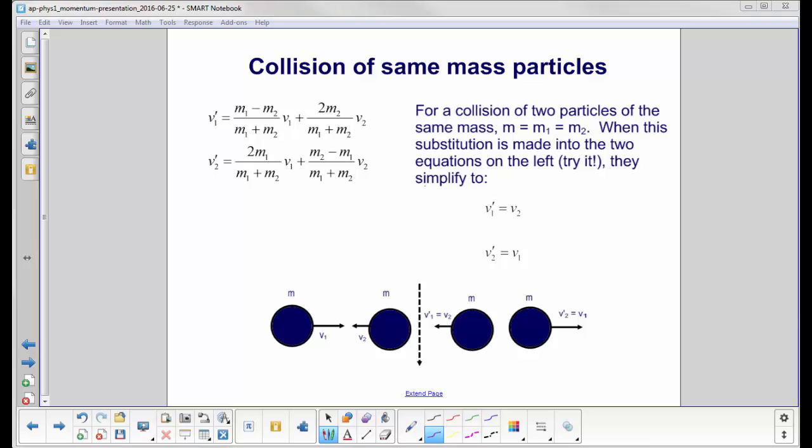For a collision of two particles of the same mass, we can just replace m1 and m2 with m, because m1 is the same as m2. When we make the substitution, and go ahead and try that on your own, maybe you have a few minutes to do it now, they will simplify to v1 prime equals v2 and v2 prime equals v1. And that's shown down here in the picture. So what is that telling us?